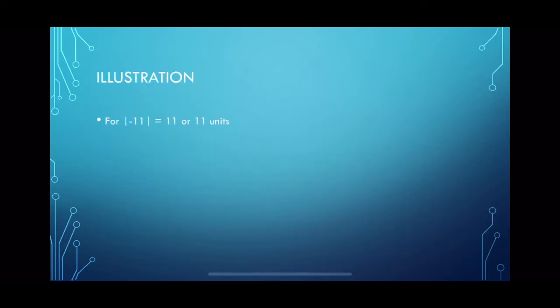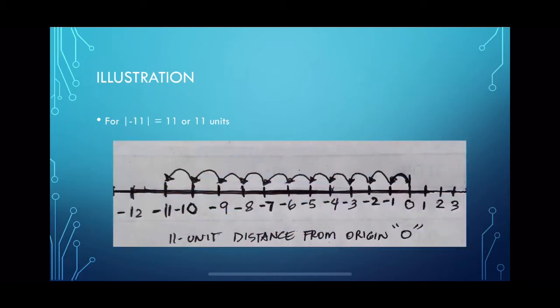So for the absolute value of negative 11, we have 11 units because it is 11 units away from the origin 0. So from the origin 0, we have 0, negative 1, negative 2, negative 3, negative 4, negative 5, negative 6, negative 7, negative 8, negative 9, negative 10, and negative 11. So that is the illustration for the absolute value of negative 11, which is equal to 11, or 11 units away from the origin 0.